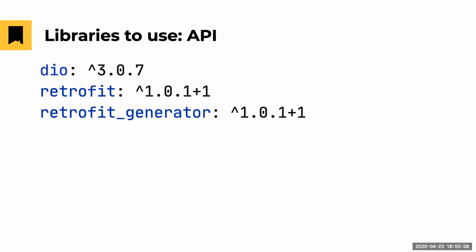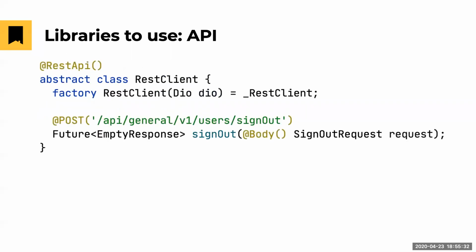If you have experience with native Android development, I bet you know the OkHttp and Retrofit libraries. Thanks to them, we have Dio, which is an OkHttp analog, and a Retrofit analog, which work in a very similar way. All you need to do in order to implement an API client is to define an interface like this.